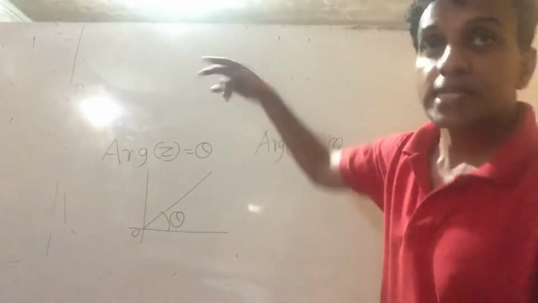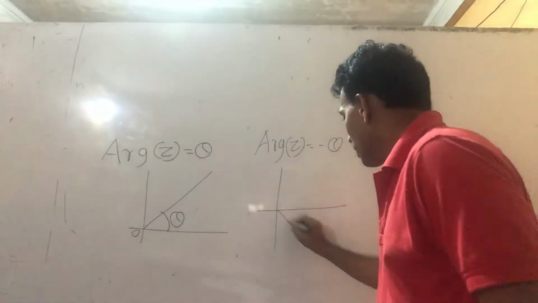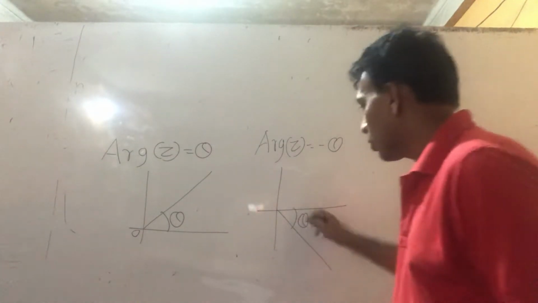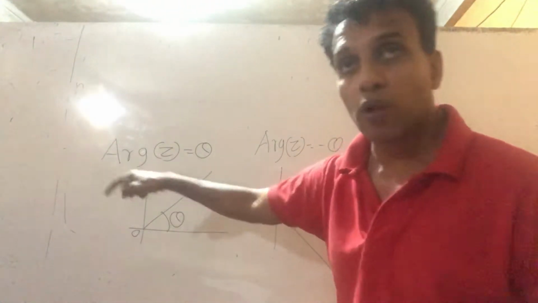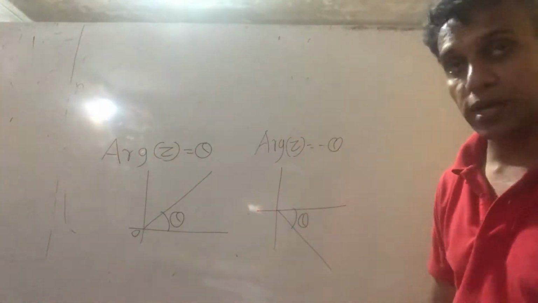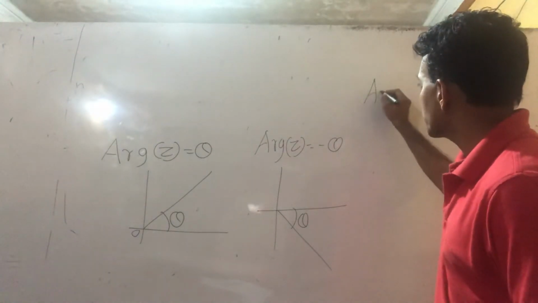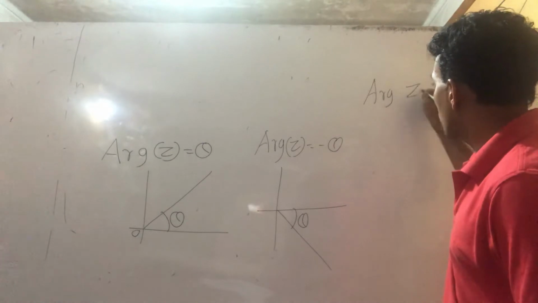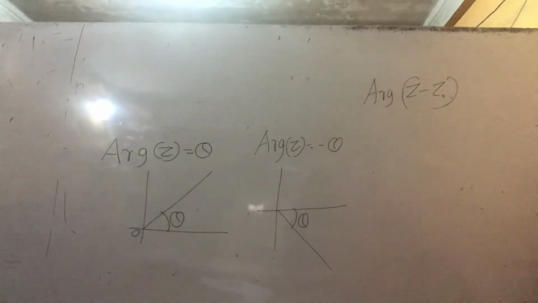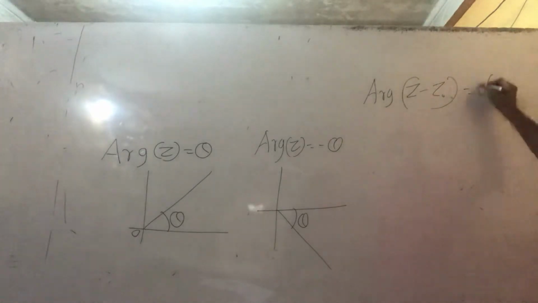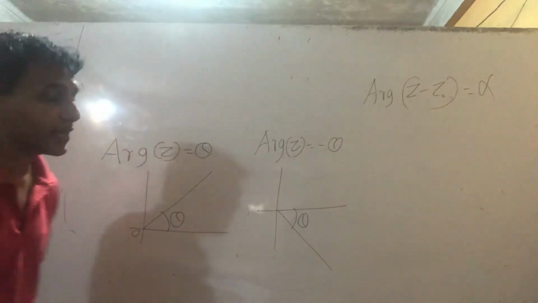If I take that side theta, here downwards theta, right? That's the meaning. Something like this theta, or this minus value, anti-clockwise. That's the idea. Another one: argument of Z minus Z naught is alpha.